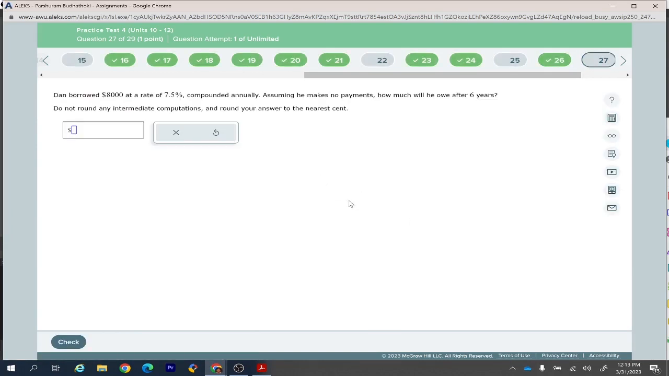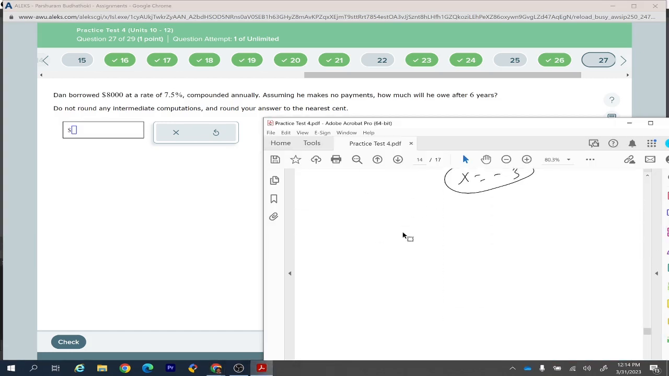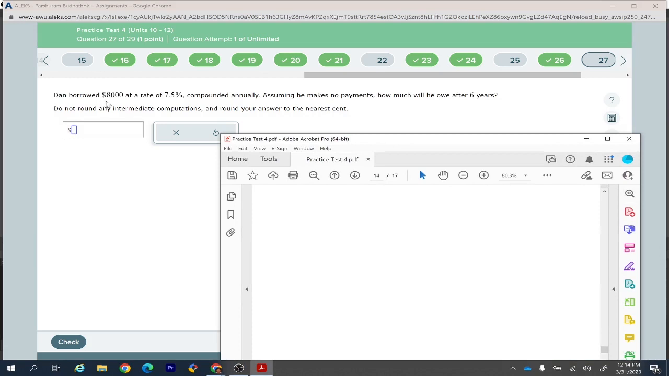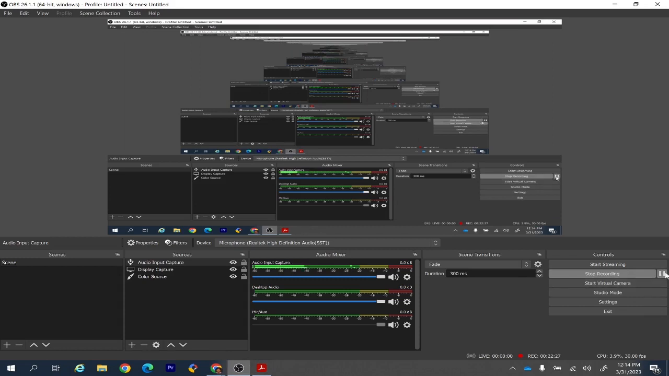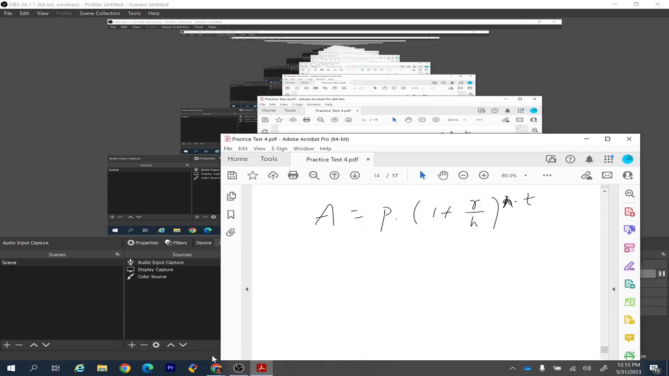Okay, this is an application problem for exponential functions. You have to know the formula for this. Here, read the question. Dan borrows $8,000 at a rate of 7.5% compounded annually. So you have to know that compound formula. So this is the formula I'm talking about.